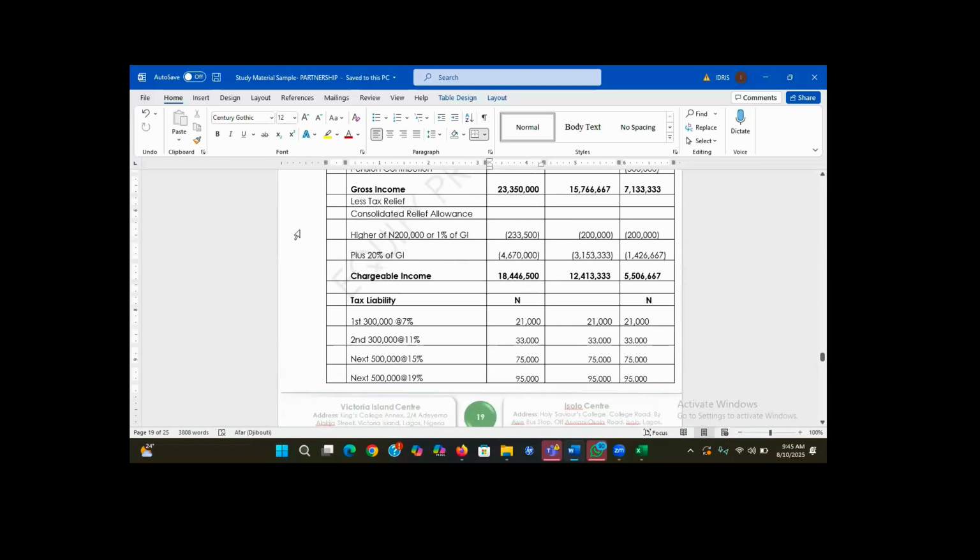So see, this is where the chargeable income stops, this place I highlighted. This is where part B of the question stops. C starts from here. Tax liability. It will not reduce your mark.